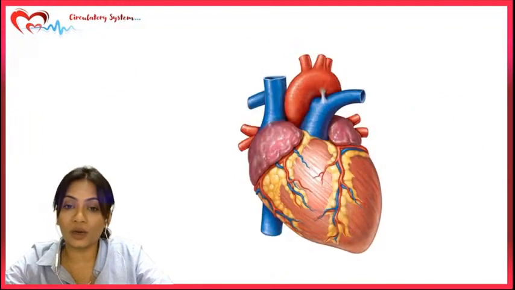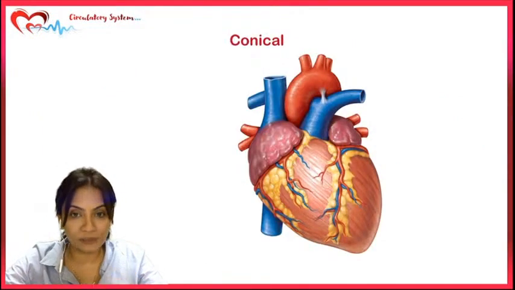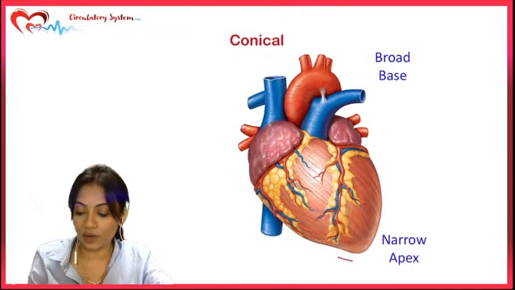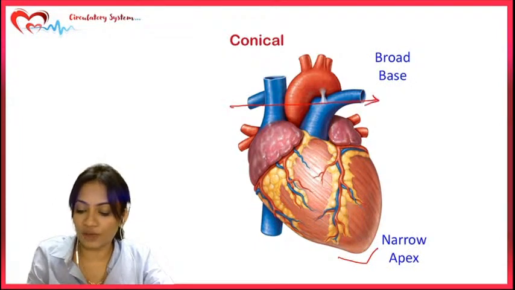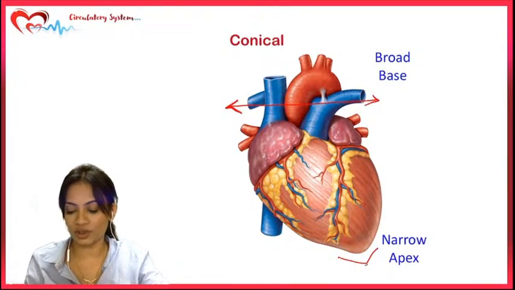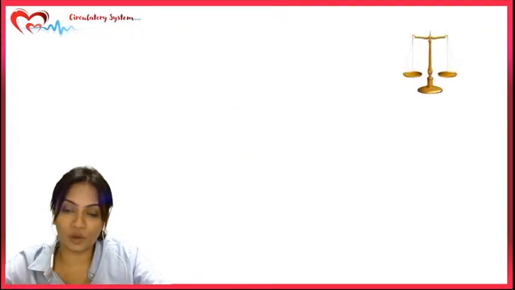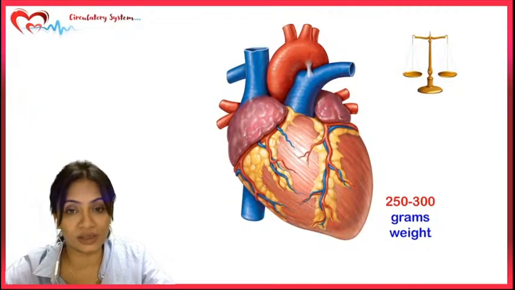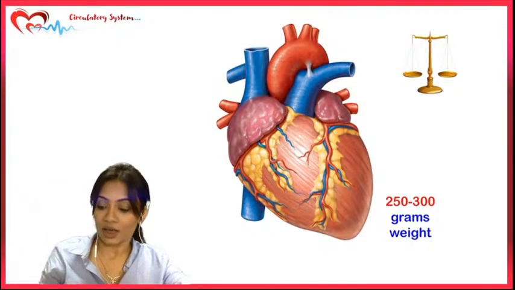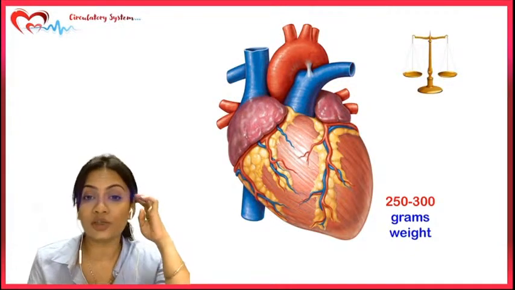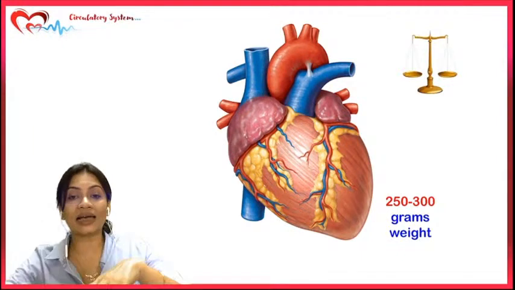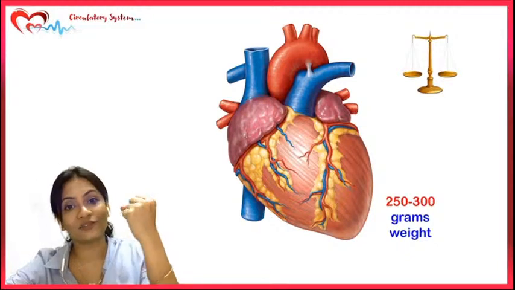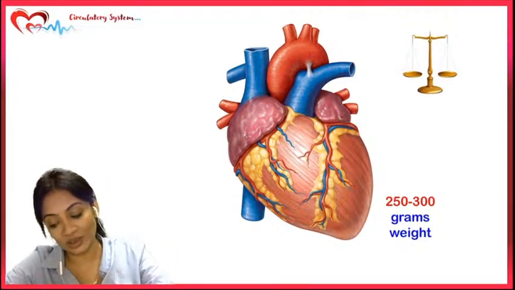Let's continue. Now, we see here that the heart is a conical shaped organ, okay, and it has got a broad base and a narrow apex, okay. So the base region of the heart is broader and the apex region is narrow. Alright, it's a conical shaped organ. Also, if you can see, the heart is going to be slightly tilted towards the left side of your body. Now, talking about the weight, the heart is around 250 to 300 grams, okay. And if you see the size of the heart, if you close your fist, then your heart is almost the size of your own closed fist. Alright, so that's the size of your heart.